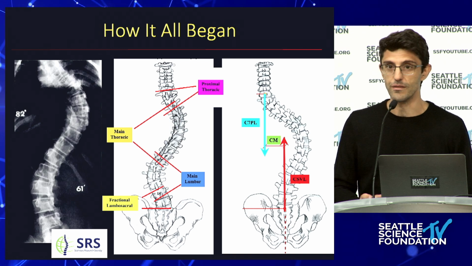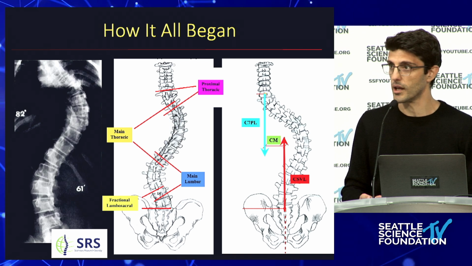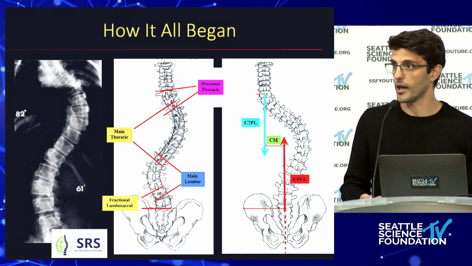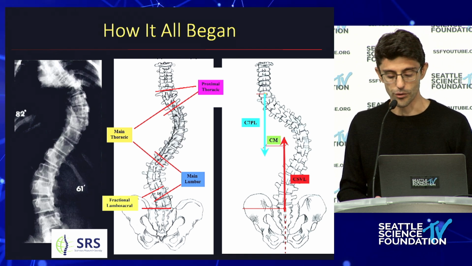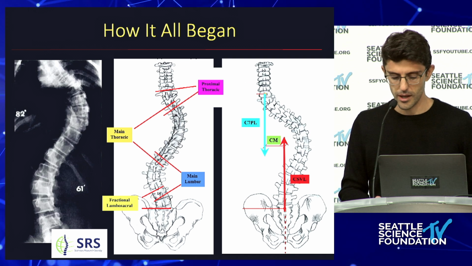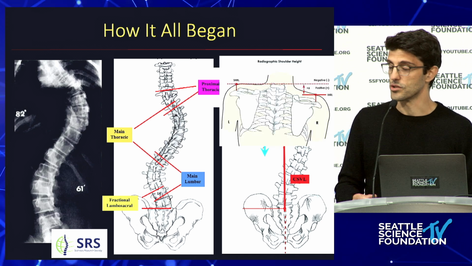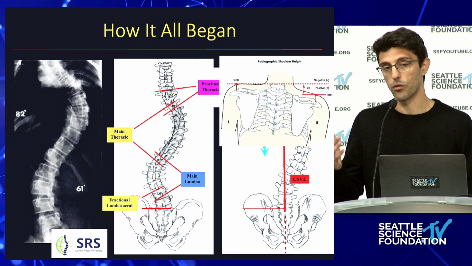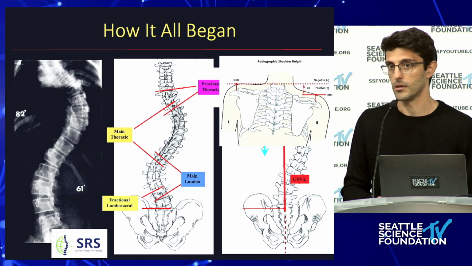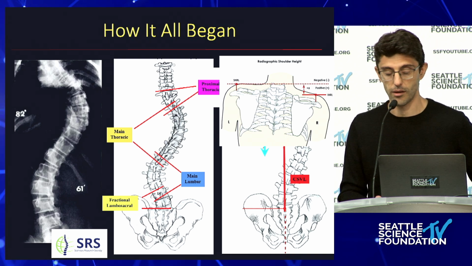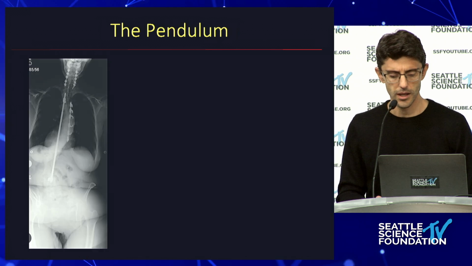You can see here it's the deviation of the C7 plumb line, the turquoise vertical line, relative to the CSVL, central sacral vertical line, the vertical red, and then how these in combination with each other affect overall cosmesis, shoulder height, rib, and pelvic obliquity, et cetera.